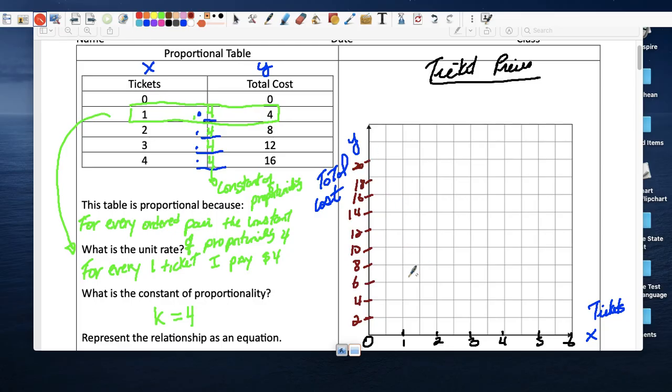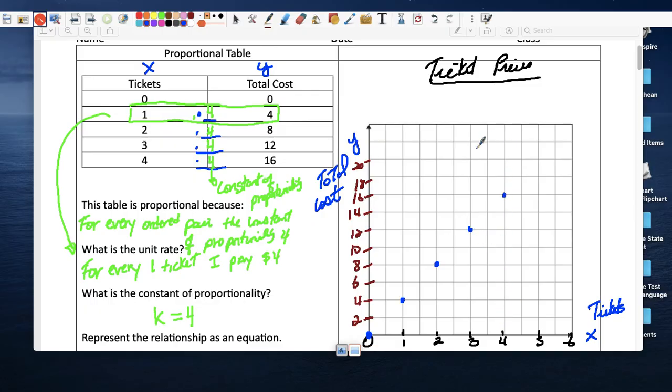All right, so as long as the intervals between your x values are the same, and they don't necessarily have to be the same interval as the y, but as long as the intervals between the numbers on the x-axis are the same and the intervals between the y values are the same, we're good. Let's start plotting this. 0 tickets, that makes sense. I pay $0. So there's my first point. 1 ticket, I pay $4. 2 tickets, I pay $8. 3 tickets, I pay $12. 4 tickets, $16.